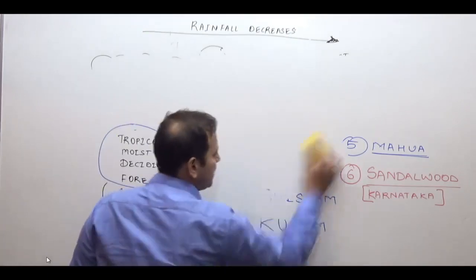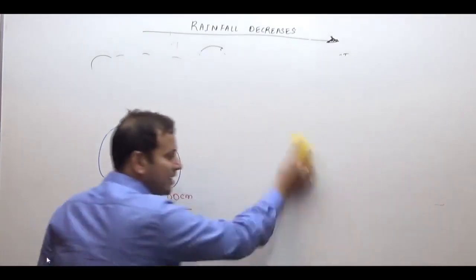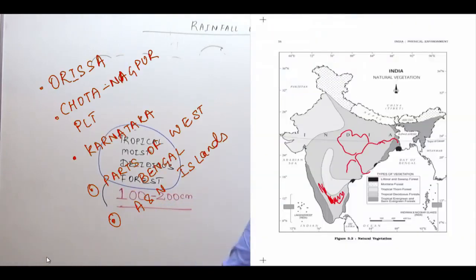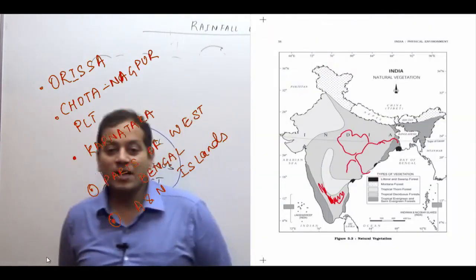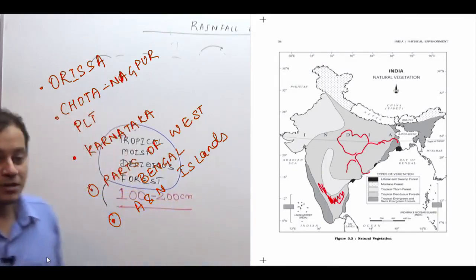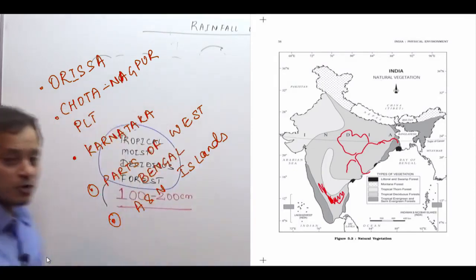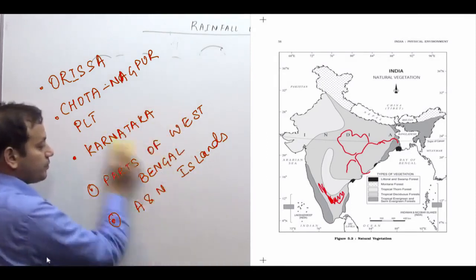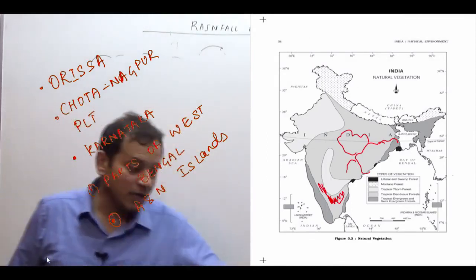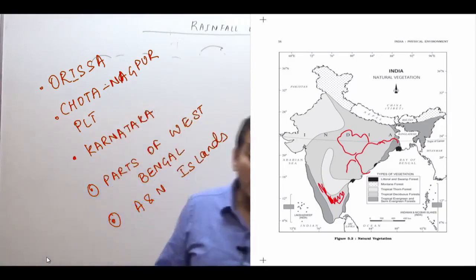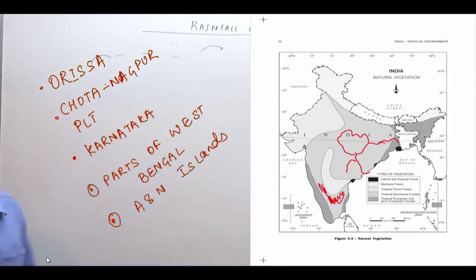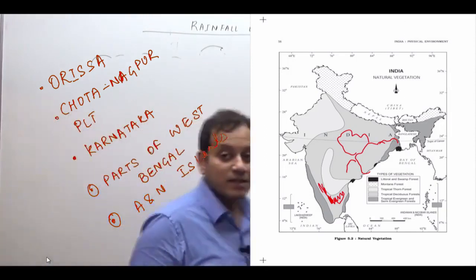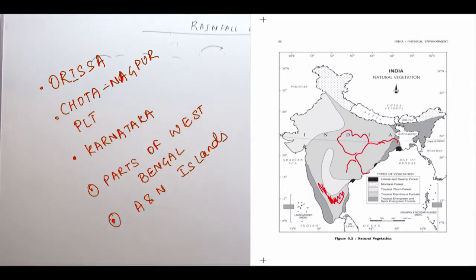Now again, let me repeat the areas. Let us see the areas in the map. You can see the areas are the Orissa region, Chota Nagpur Plateau, parts of West Bengal, Andaman and Nicobar Islands. One more fact you should remember regarding the Andaman and Nicobar Islands is that they have evergreen as well as tropical moist deciduous forest. We will learn that it has mangroves also, and coral reefs also.